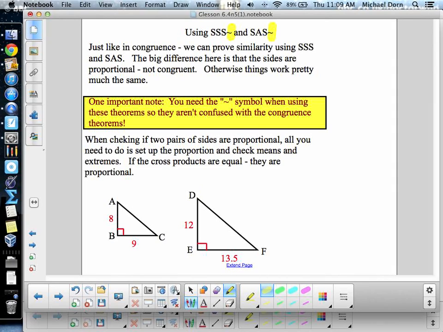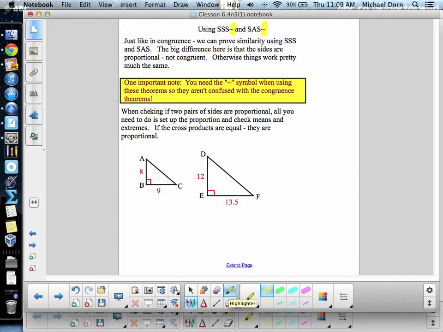Now, how do I know? It's easy to tell if corresponding angles are congruent, right? I mean, congruence is easy. They have the same measure. How do I know if things are proportional? Well, there are a couple ways of doing it. We could cross-multiply, which works well when I have just two pairs of sides. Or we could reduce everything to scale factor and see if it comes to the same scale factor, which works better when I have three sides.